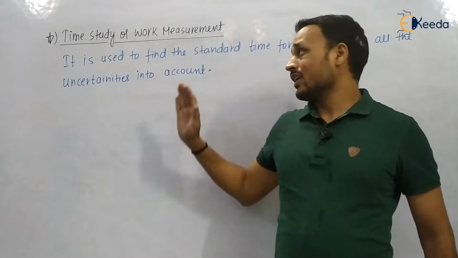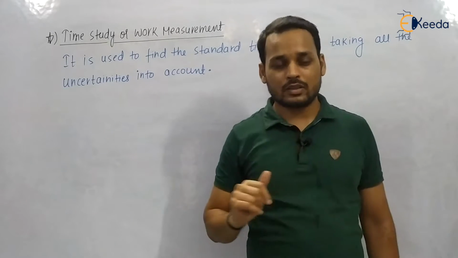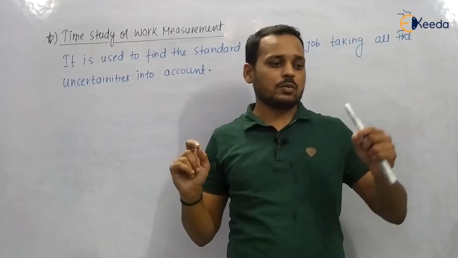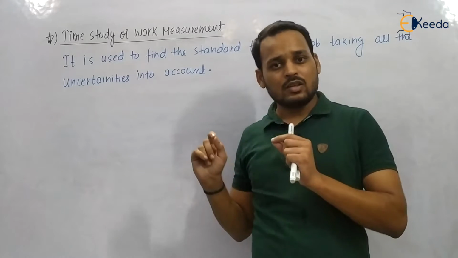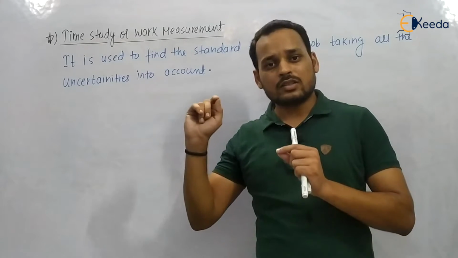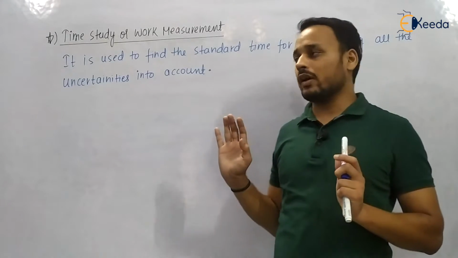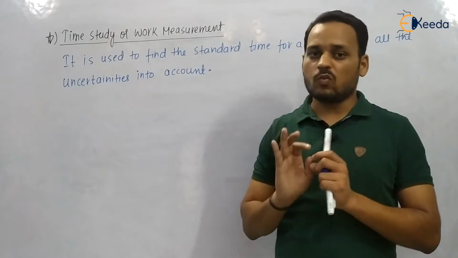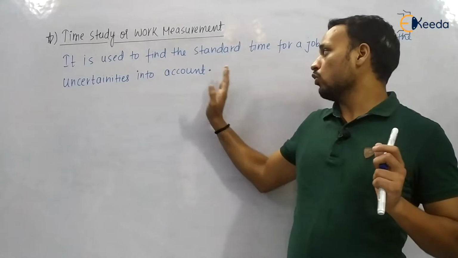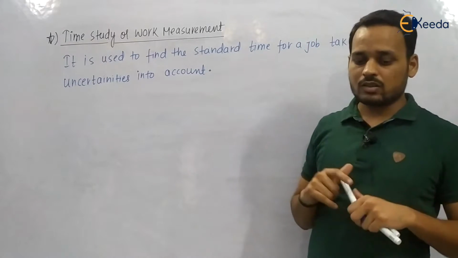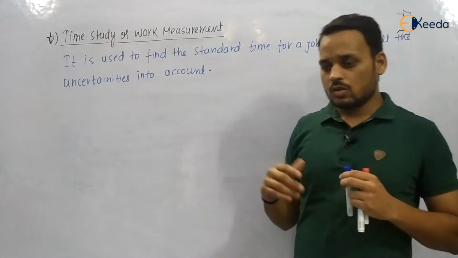We know that there were two methods: one was the direct method and the other was the indirect method. In the indirect method, we calculate the time either by the stopwatch technique or the work sampling technique. Basically we will see the stopwatch technique. So how to find the standard time?